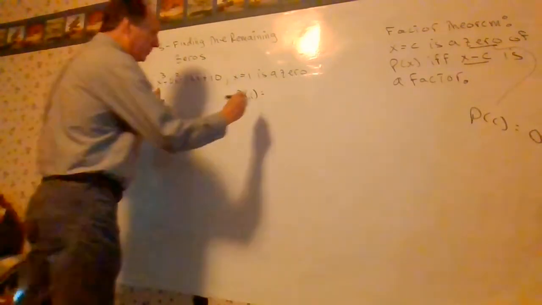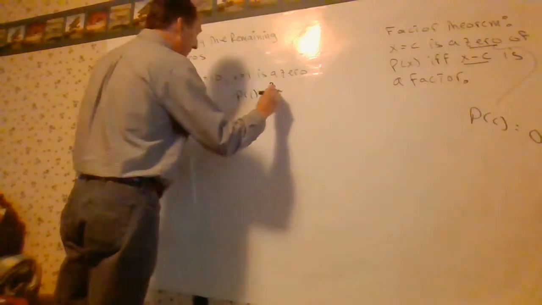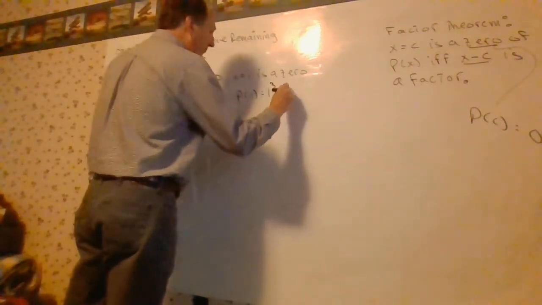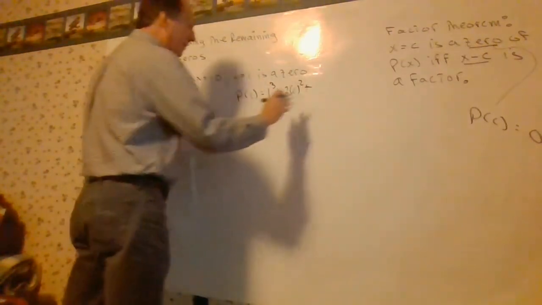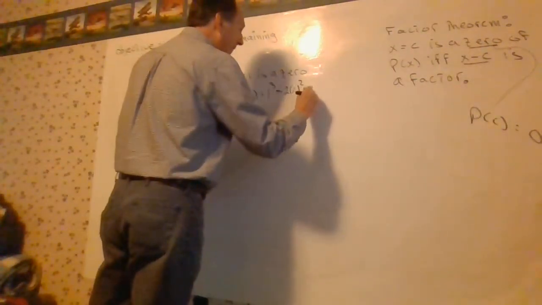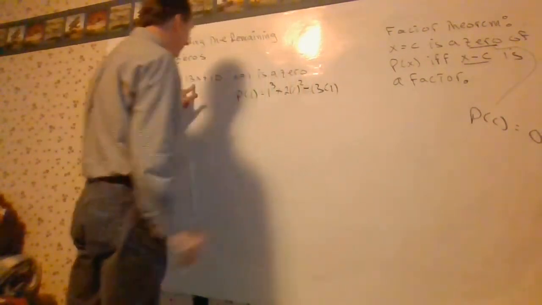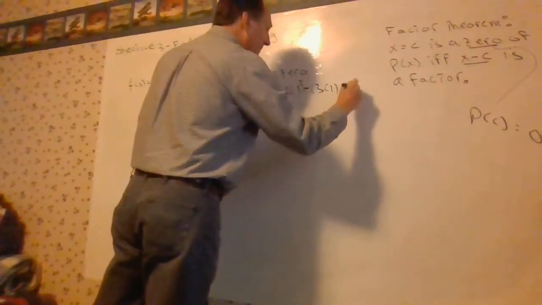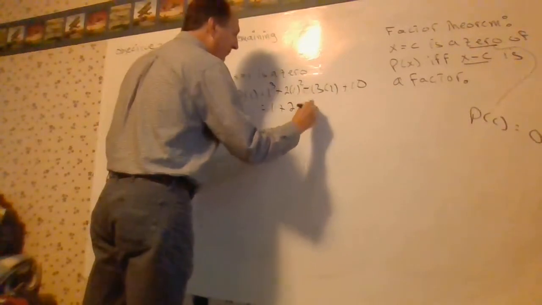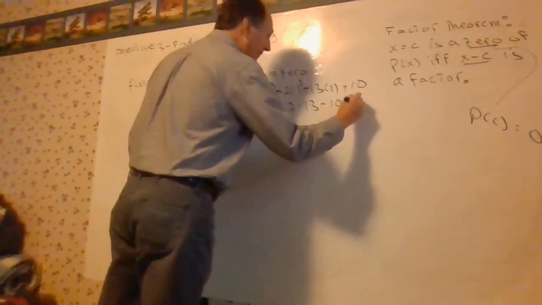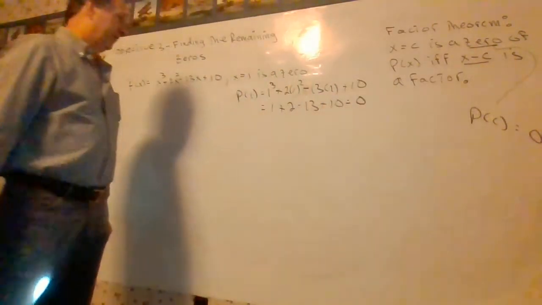P of 1 is equal to 1 cubed plus 2 times 1 squared minus 13 times 1 plus 10. That's equal to 1 plus 2 minus 13 plus 10, which adds up to 0 as promised.